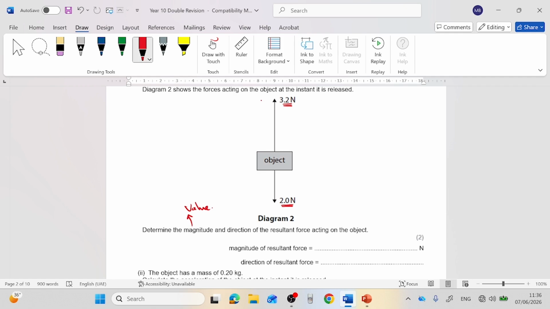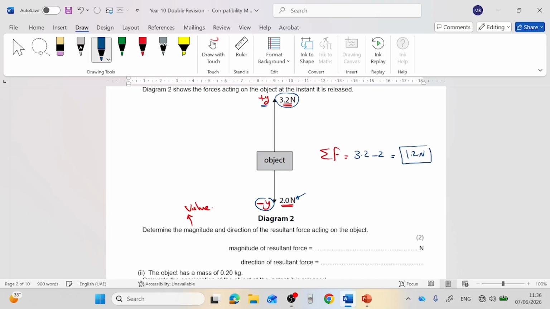So as you can see, this is the positive y-axis and this is the negative y-axis. To find the sum of all forces, we will take each force with its corresponding sign. Since this one is pointing up in the direction of the positive y-axis, it is positive 3.2. And this one is pointing down in the direction of the negative y-axis, so it's negative 2. So the difference between them is just 1.2 Newton. This is the net force.